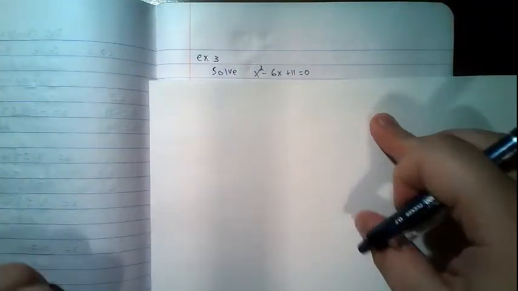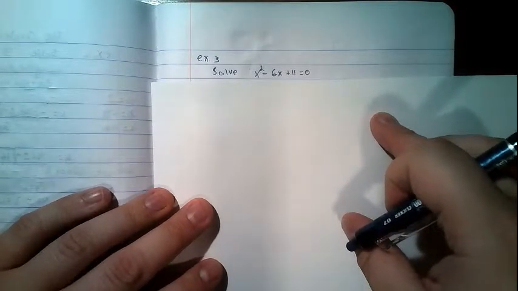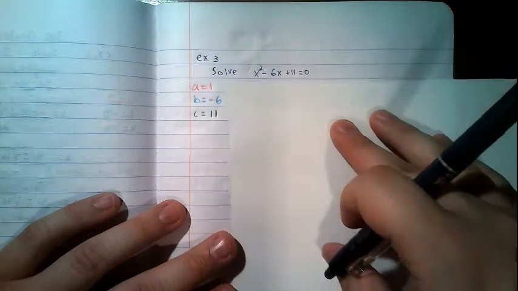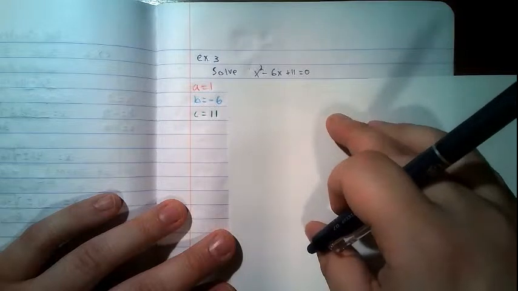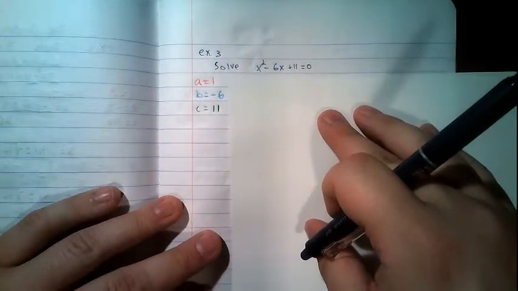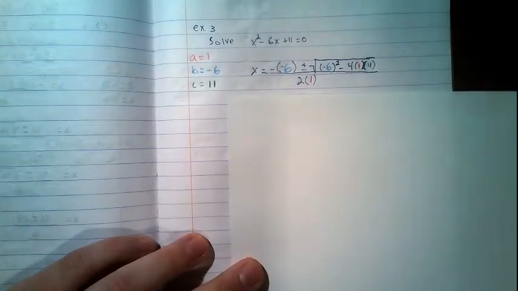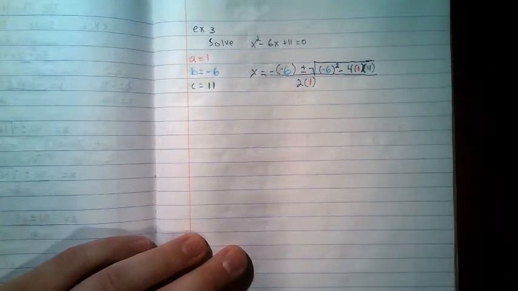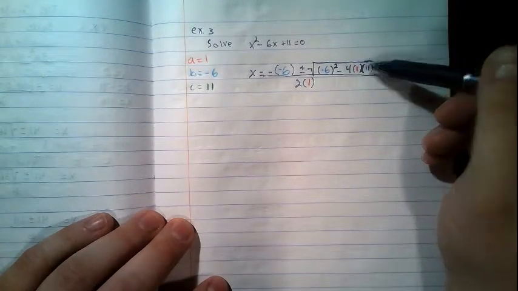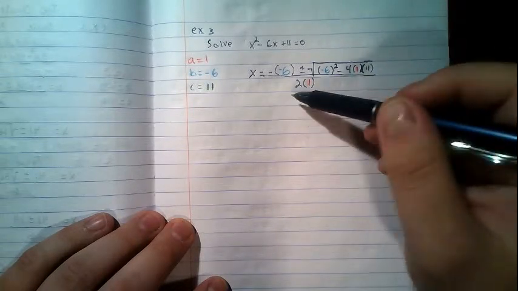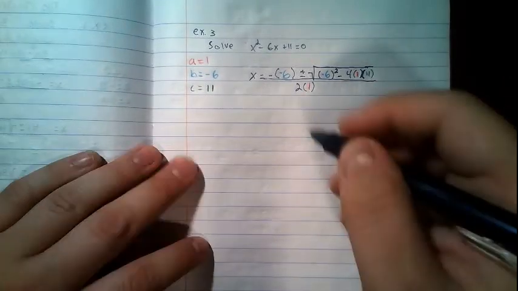Our new example is to solve x squared minus 6x plus 11 equals 0. So again, like before, I'm going to label A, B, and C. So A is 1, B is -6, and C is 11. And when I substitute those values in, I've got x equals -6 plus or minus the square root of -6 squared minus 4 times 1 times 11, and then all over 2 times 1. And now let's go through the process of trying to solve this one.